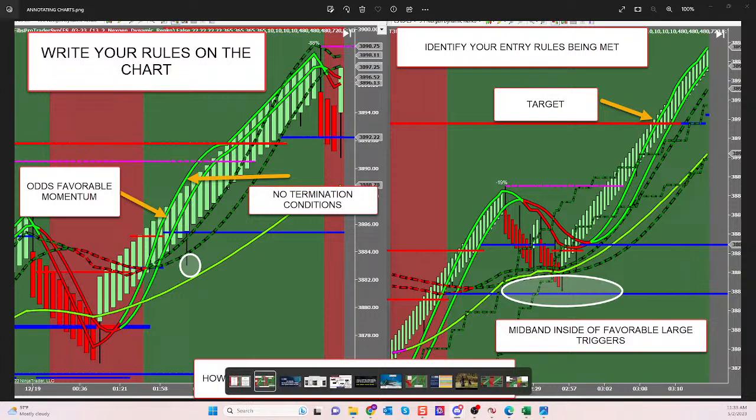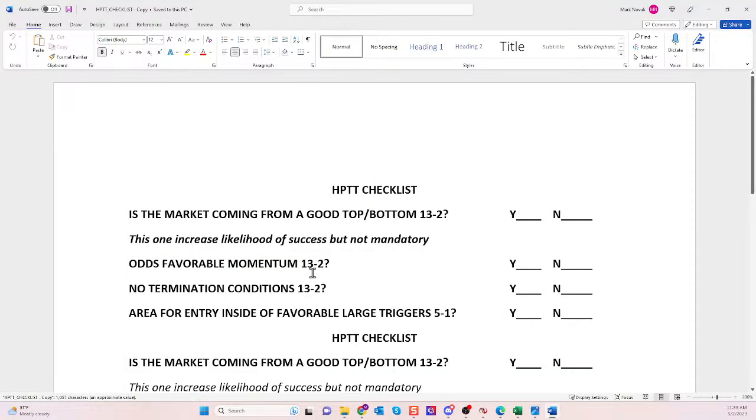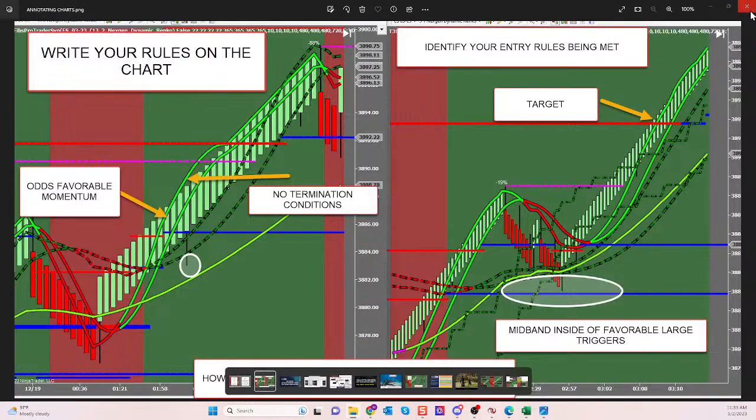Get in the habit of writing those rules, right? Writing that odds favorable momentum, writing that no termination conditions, and make sure that what you're looking at lines up with the checklist, right? Remind yourself every trade that this is what you're looking for in the beginning so that you can grow a little bit beyond it. And the cool thing is, Marshall, every time you post a picture in this room, we're going to talk about it.